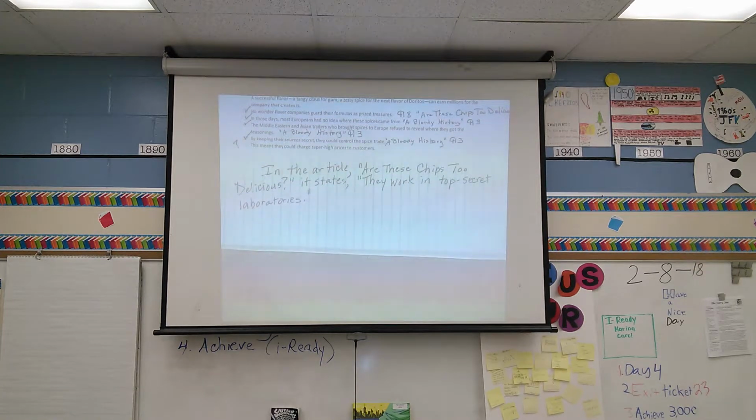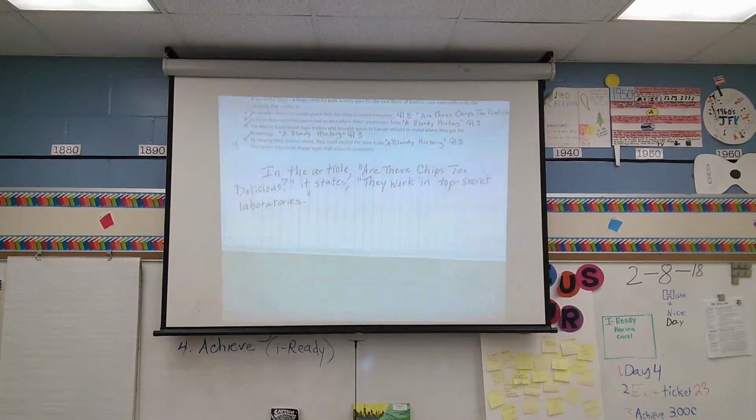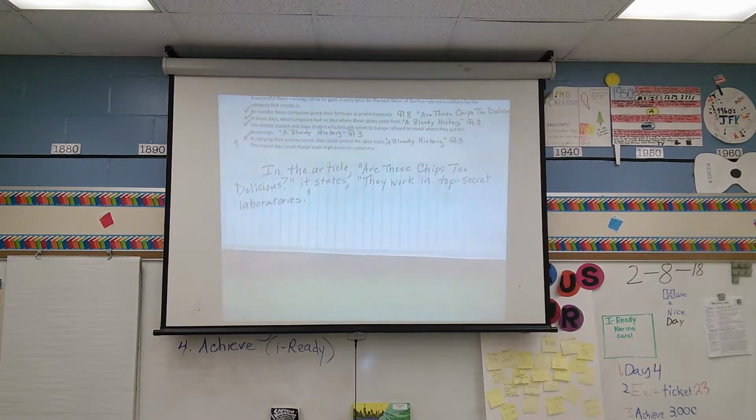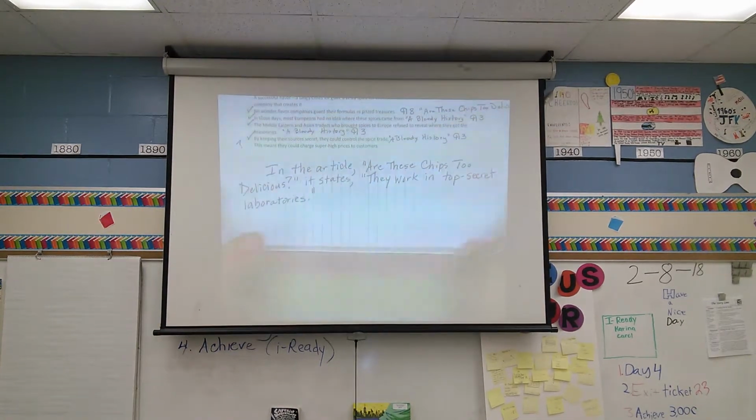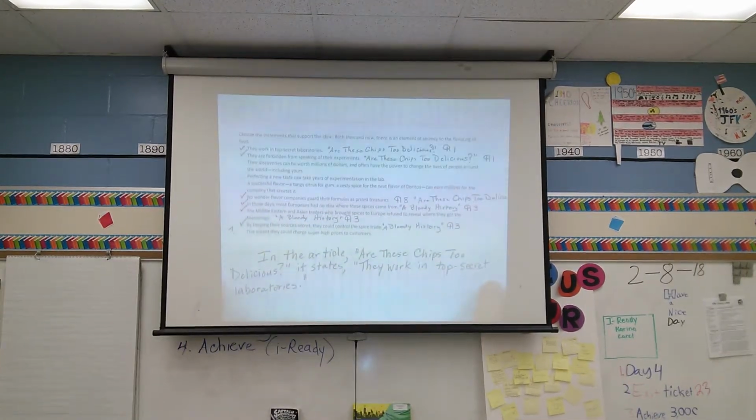All right, boys and girls, stop for a second. Kendall has a really good question. She wants to know if you need to cite every single quote. For example, do you need to say, in the article, Are These Chips Too Delicious? It states, quote, they work in top secret laboratories, unquote. In the article, Are These Chips Too Delicious? It states, quote, they are forbidden from speaking of their experiments, unquote.